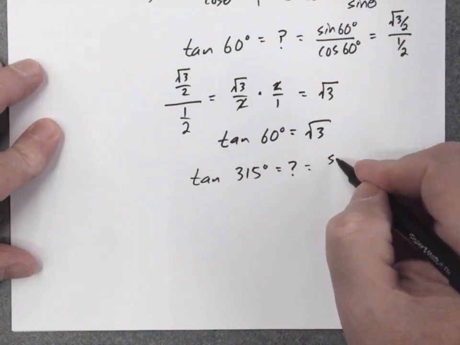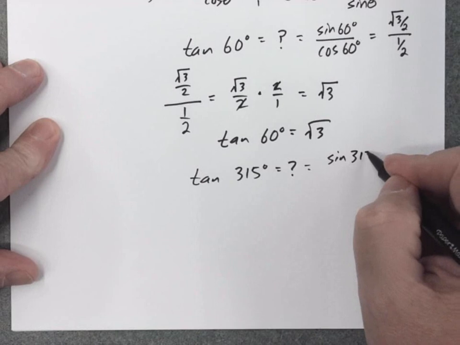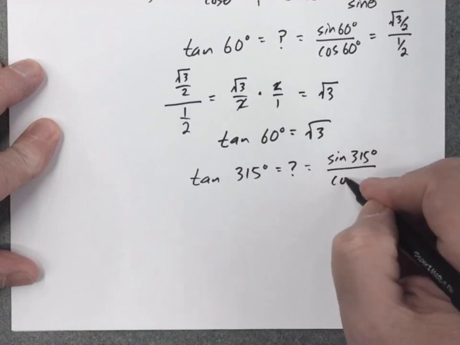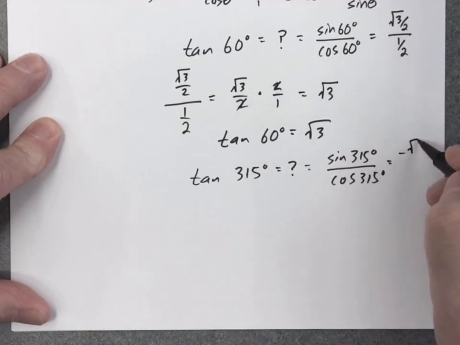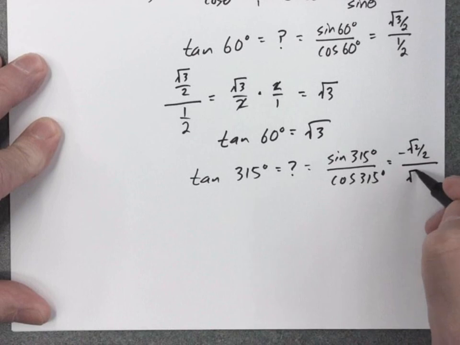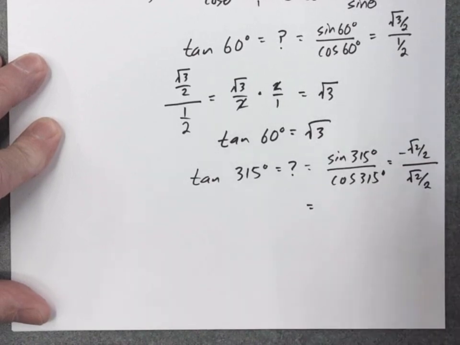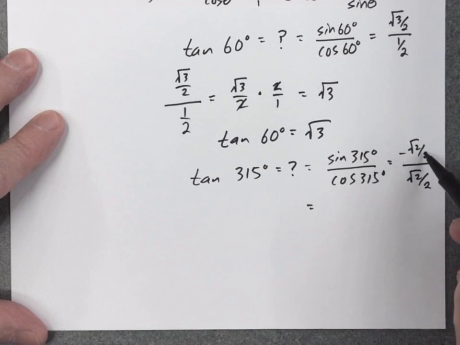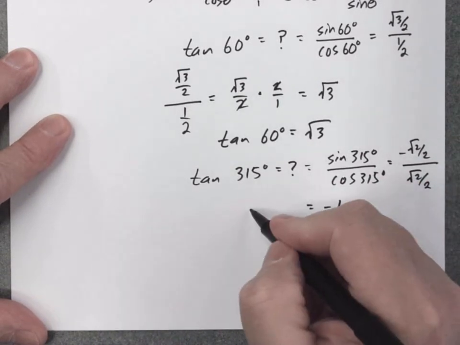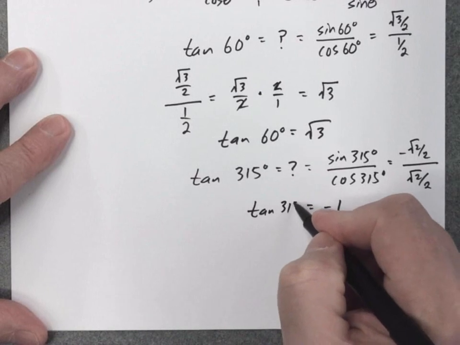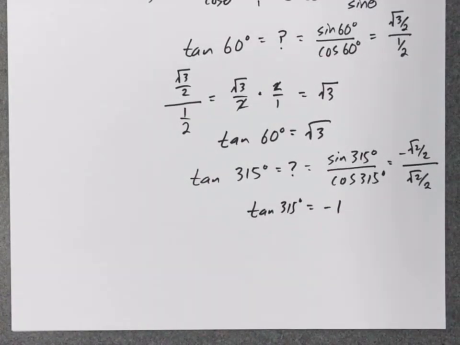So once again, we can still use the unit circle to figure this out. We just have to use both the sine and the cosine. Now if you see, square root of 2 over 2 over square root of 2 over 2, top and bottom are identical. I do have a minus sign. So basically, that's how you find tangents on the unit circle.